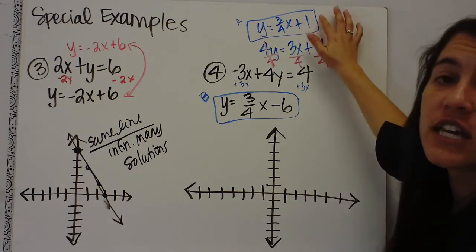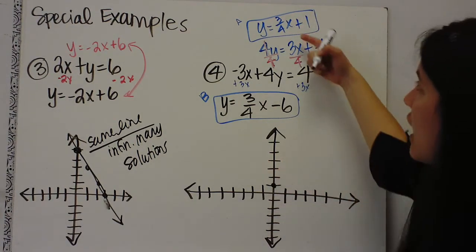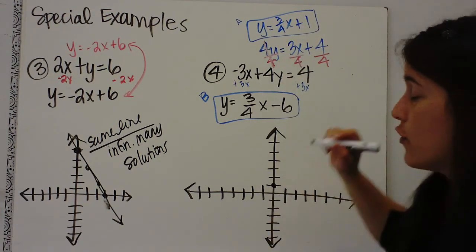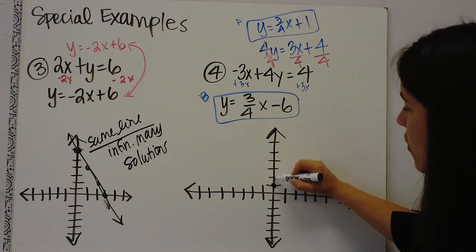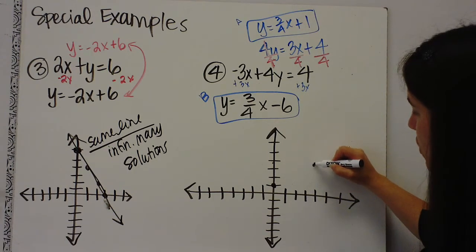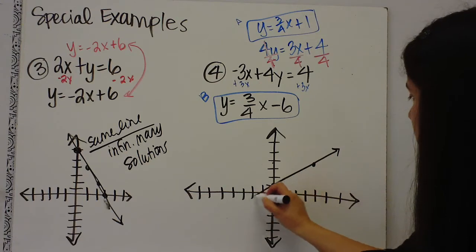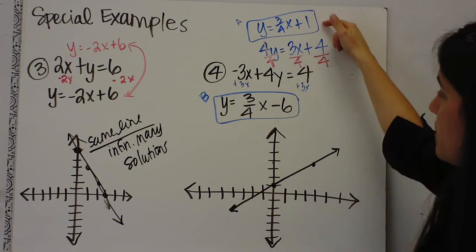If I'm going to graph this top one, I put a dot at 1, and then the slope is 3/4, so that means rise 3 over 4. So I'm going to rise 3, 1, 2, 3, and then I'm going to go over 4, 1, 2, 3, 4. So that was the top equation.